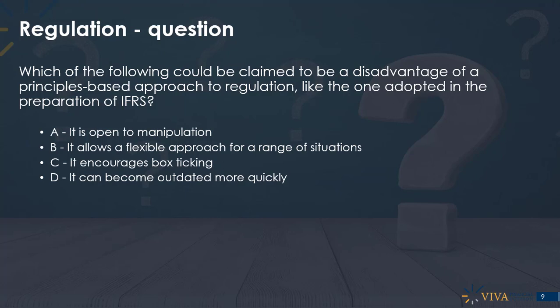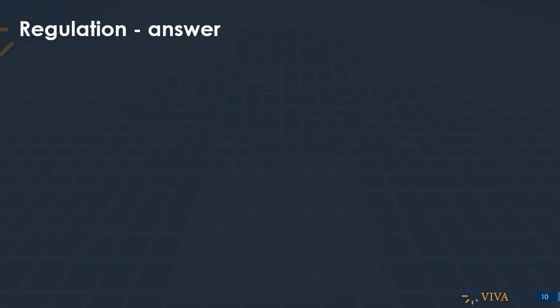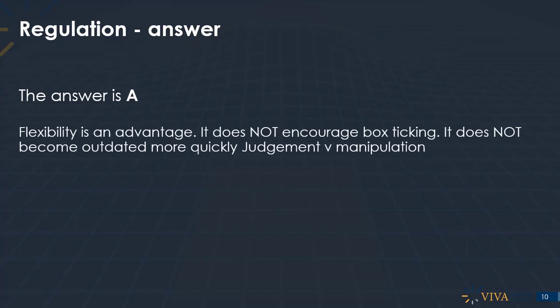So looking at the regulation answer, well, the answer's A, isn't it? The disadvantage is that it's open to manipulation. B, flexibility is not a disadvantage. And then C and D, it encourages box ticking and it becomes outdated more quickly. Well, they're just not true. They're actually criticisms of a rules-based approach instead. Therefore, the answer will be A. These questions sometimes have a "not" in, sometimes don't, sometimes ask you for advantages or disadvantages of either approach. It's really, really important that you read them very carefully, much like most other questions.